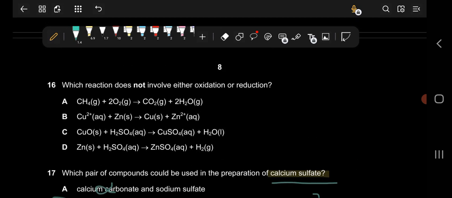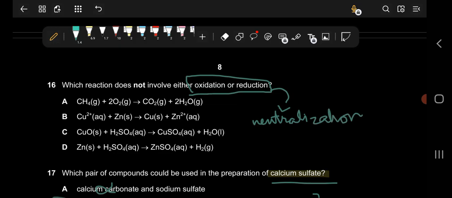Next question is, which reaction does not involve either reduction or oxidation? So this one's a bit tricky, but for this as well, you've got to learn in which reactions oxidation and reduction don't occur. Either it's a neutralization reaction, or it's a precipitation reaction. In these two reactions, no oxidation or reduction occurs.